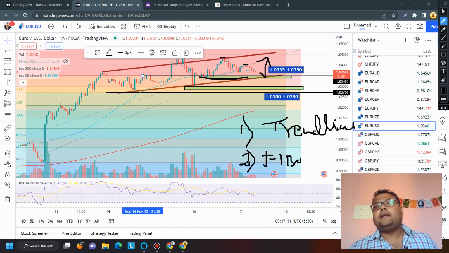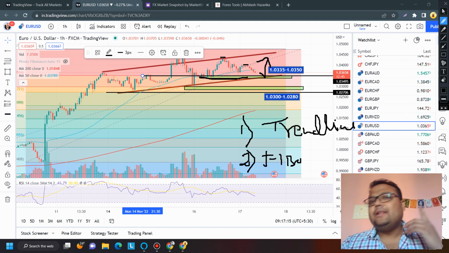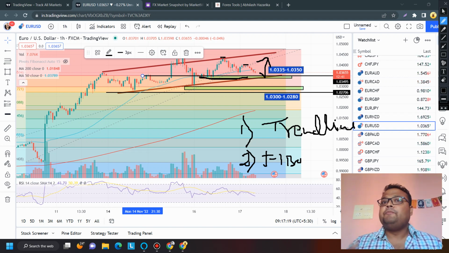Okay, if the volatility of the market remains like this, but keep in mind that the currency strength meter is showing that dollar is the strongest. So please be careful. If dollar remains strong, if dollar shows big green candles, then obviously the market will not respect these levels. Keep in mind, you are a trader, not a gambler, so you need to observe first.